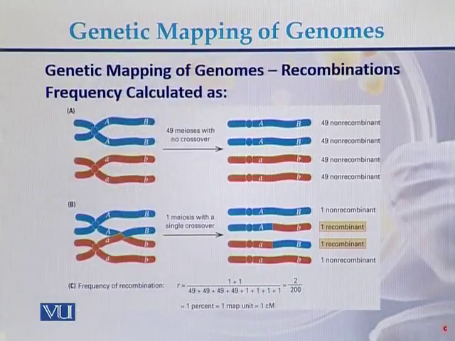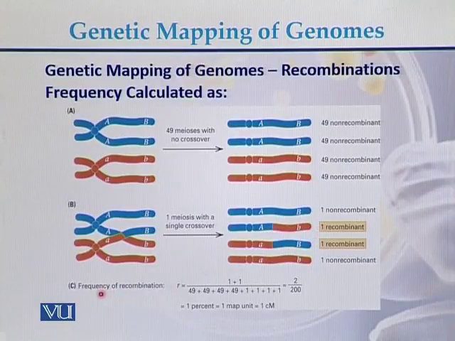Here is an example of how recombination frequencies are calculated. Here there are two homologous chromosomes. There are 49 meioses with no crossover. So it means 49 non-recombinants and 49 recombinants. But in addition, here we can see that there is one meiosis with a single crossover. It means this chromatid is non-recombinant, this is non-recombinant, and these two are recombinant. So they have exchanged their fragments, so they are recombinant.